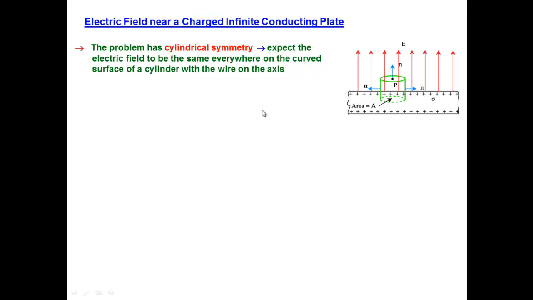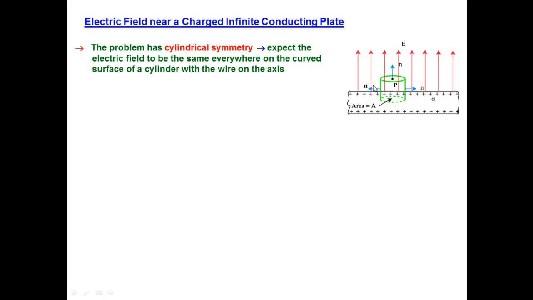Let's use this information to now calculate the electric field near a charged infinite conducting plate. We did this kind of calculation in the previous chapter for a non-conducting surface, but now let's look at a conducting plate. This conducting plate has a surface charge density sigma on the surface, and we want to find the electric field just outside.